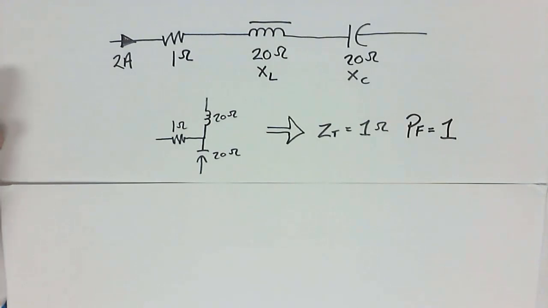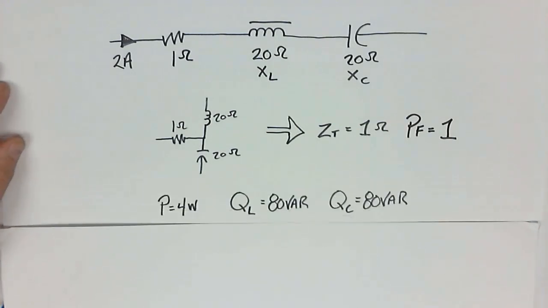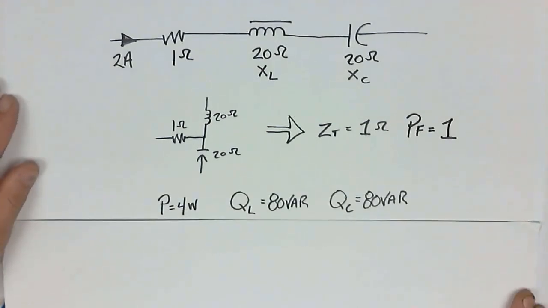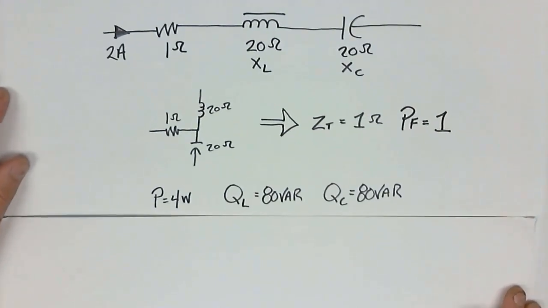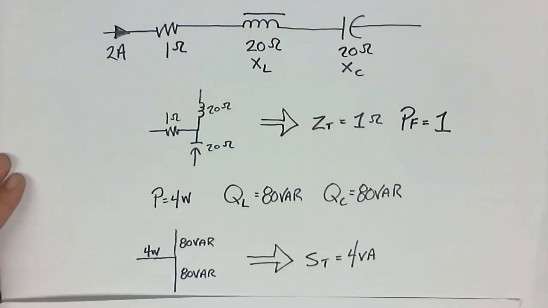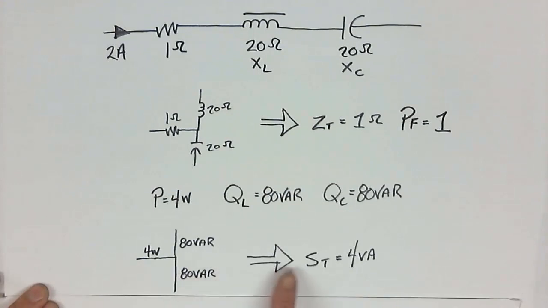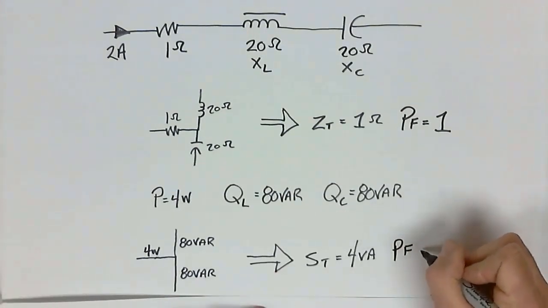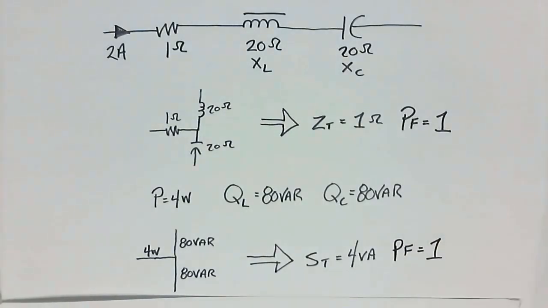So a power factor of 1, what does that mean? Well, even if we were to calculate with the power values in here, P 4 watts, 80 VARs, 80 VARs, we still get a value here of 4 VA. And so again, we have a power factor of 1. But why is this poor or bad? What do we consider bad?